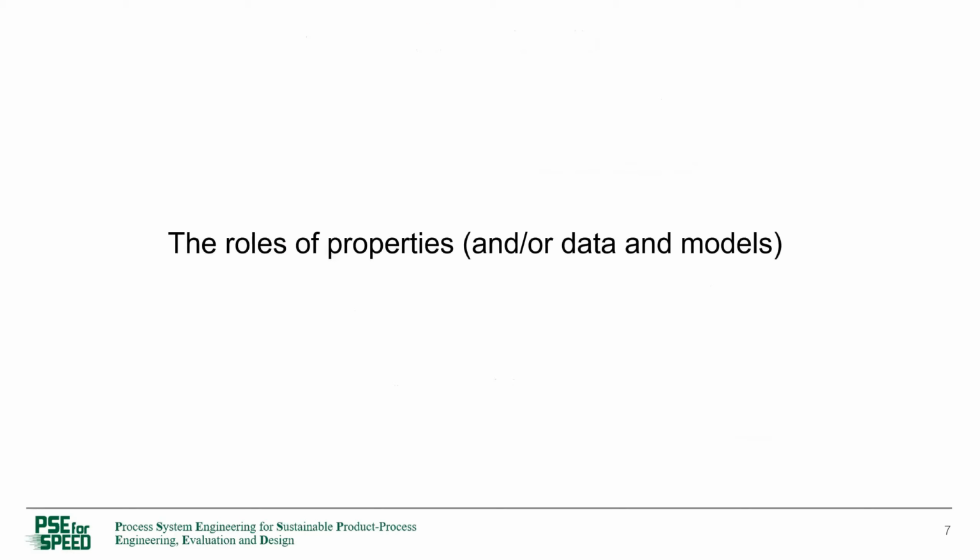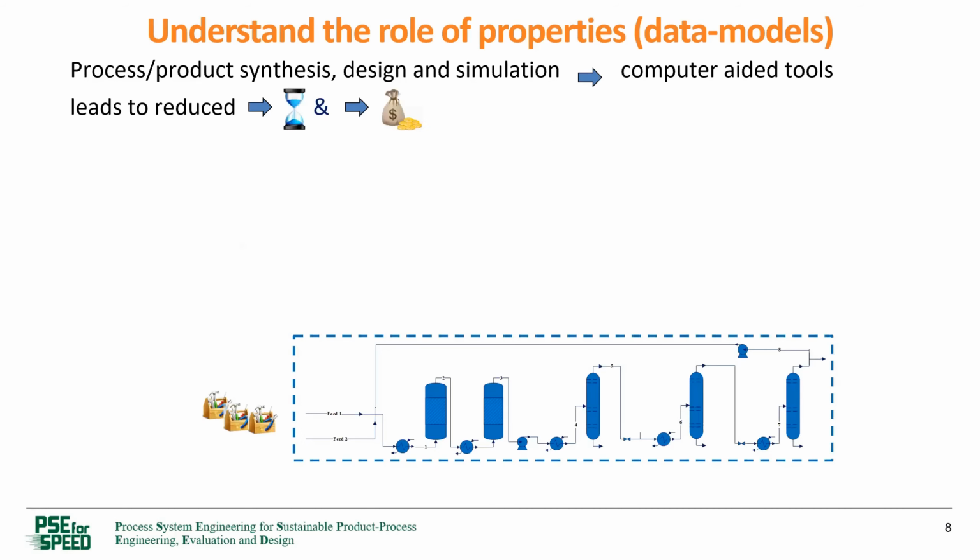So let me start with the role of properties. When I say properties, I mean actually property values, which come from database data or models. So when I say properties, I mean values obtained from data and/or models. Let's say that we have a chemical process shown in the flow diagram below. There are reactors, there are separators.